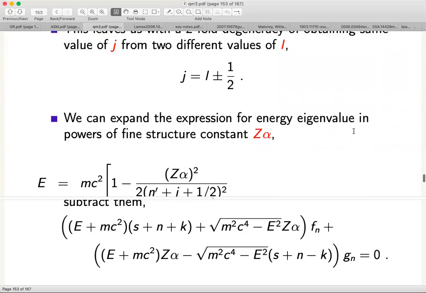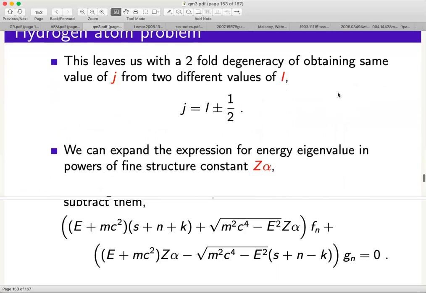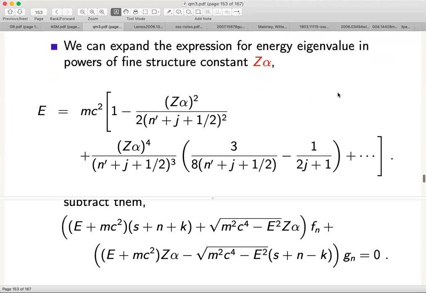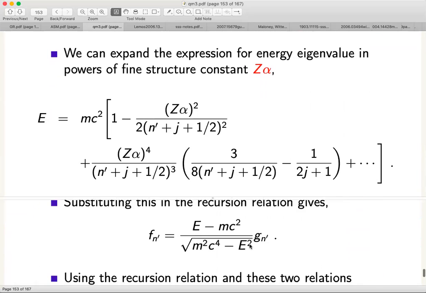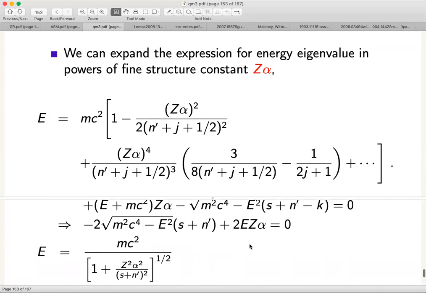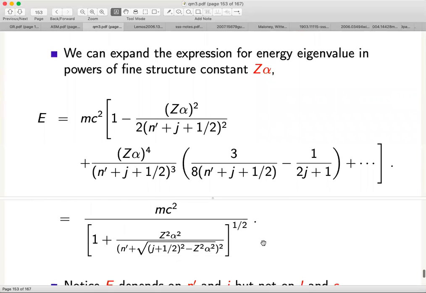So what we'll do is take this expression and expand it in powers of Z alpha. So here's the expansion. Let me scroll down to that equation. Okay, so here's the term. We are just doing a power series expansion by saying that Z squared alpha squared upon this quantity is small compared to 1. So you get 1 minus this quantity plus various expansion pieces.